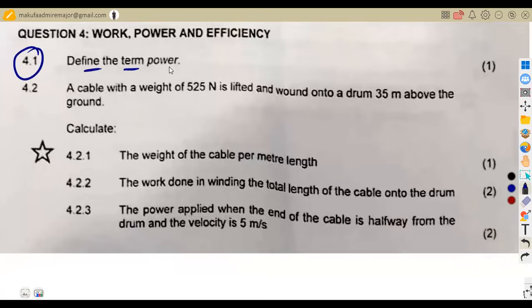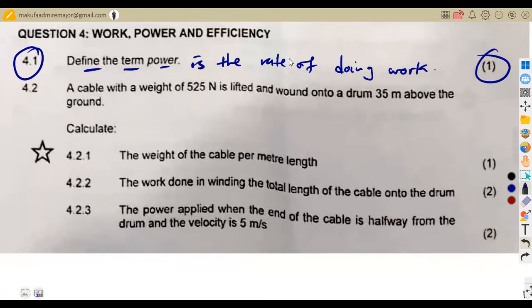4.1, we are given to define the term power. Just 1 mark is this. You know that power is simply the rate of change of what? The rate of doing work. So not the rate of change, but the rate of doing work. Just like that. All right. The rate of doing work in this case, which is measured in what? In watts, which is the joule per second, which is referred to as a watt.